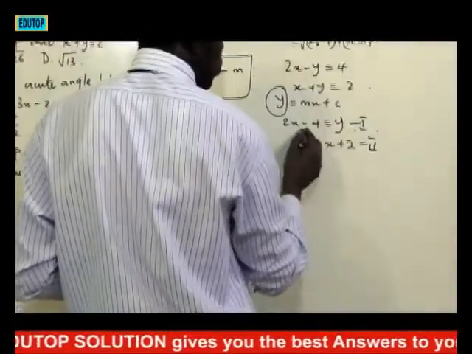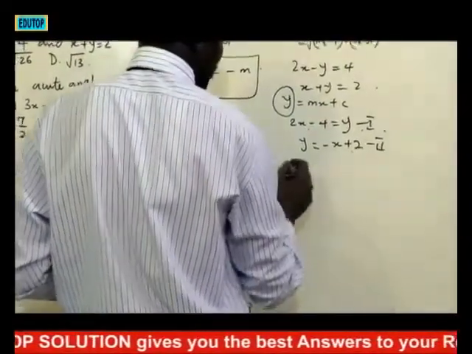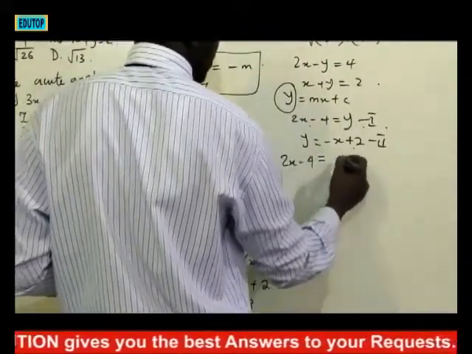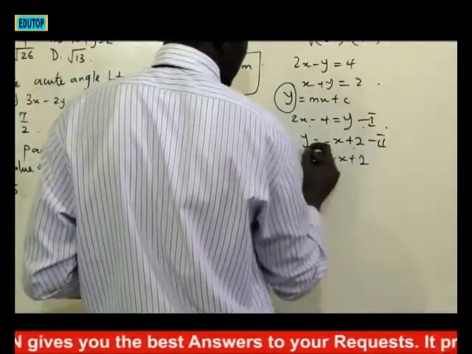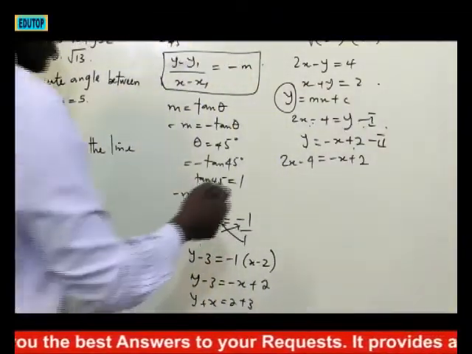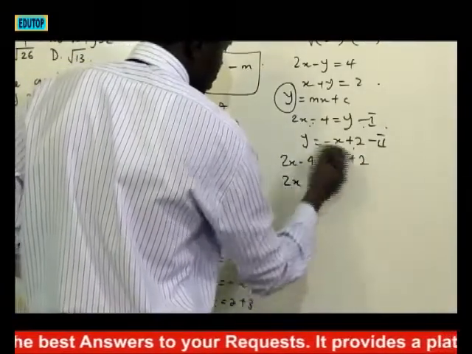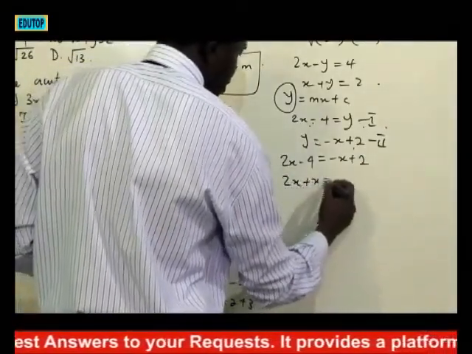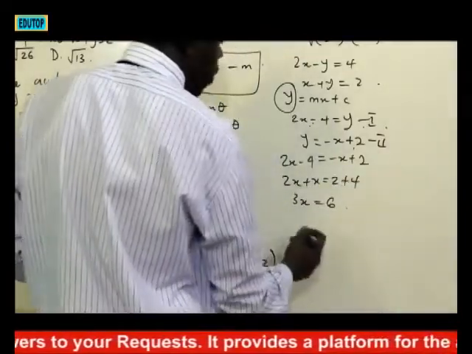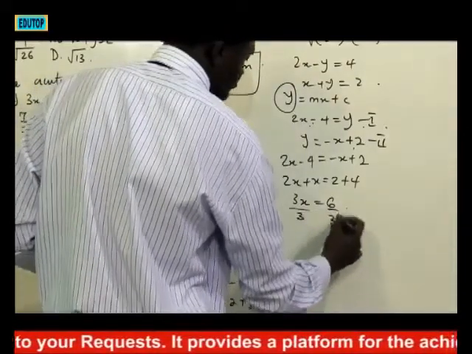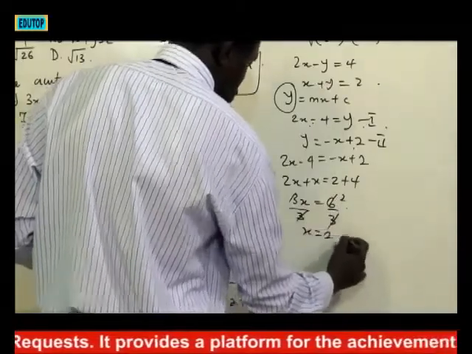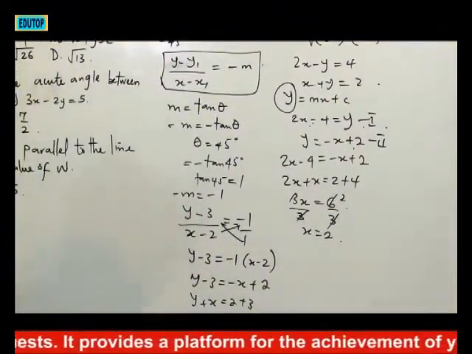Since y equals this and y equals this, we can extrapolate that 2x minus 4 is definitely equal to minus x plus 2. Since y is this and that same y is equal to this, we can equate them. By equating them, we have 2x plus x equals 2 plus 4. Then we have 3x equals 6. Then we are looking for x. Divide both sides by 3, and I'll have my x equal to 2.